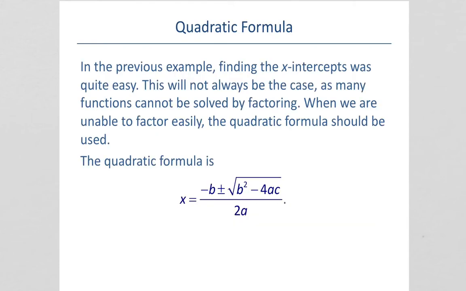The quadratic formula is, if you've got a quadratic function in the form y equals ax squared plus bx plus c, it's -b plus or minus the square root of b squared minus 4ac all over 2a. And yes, there's a little song that goes with that, but I won't sing it to you. You probably don't want me to.